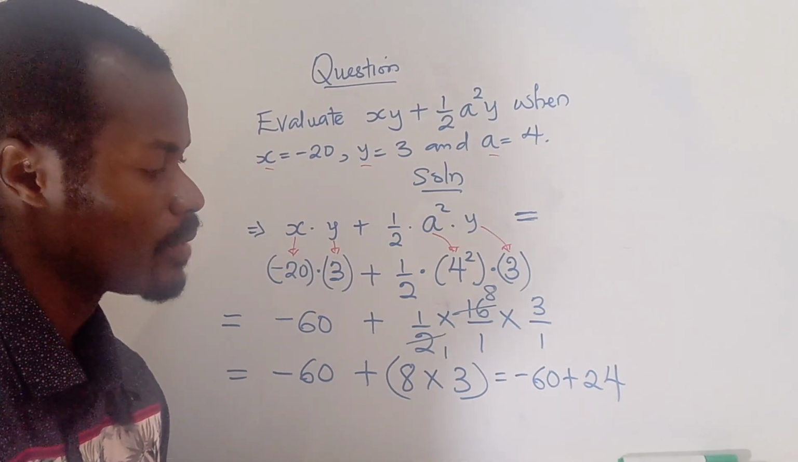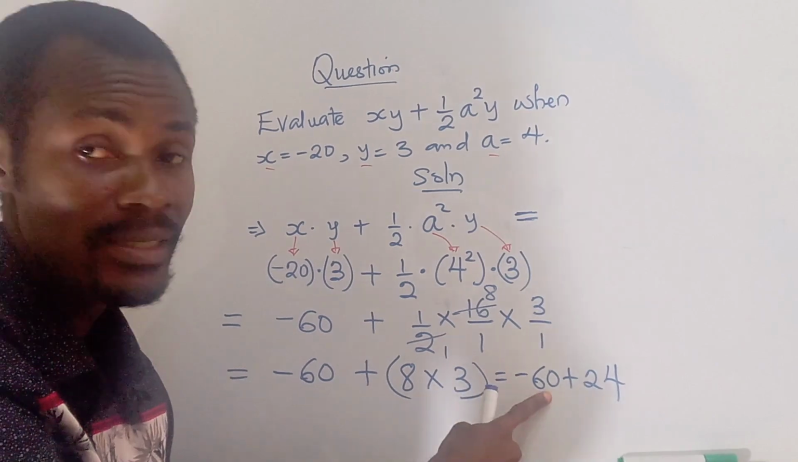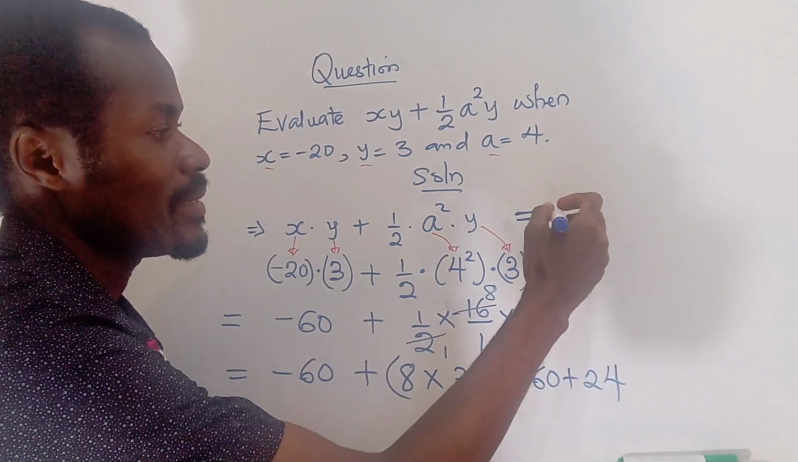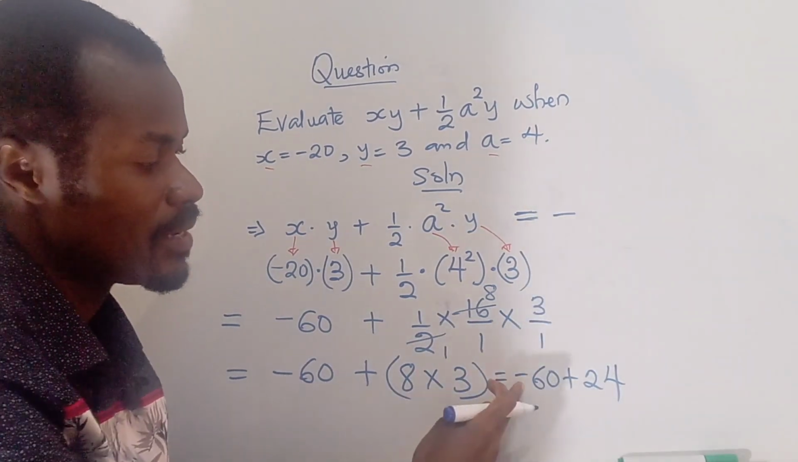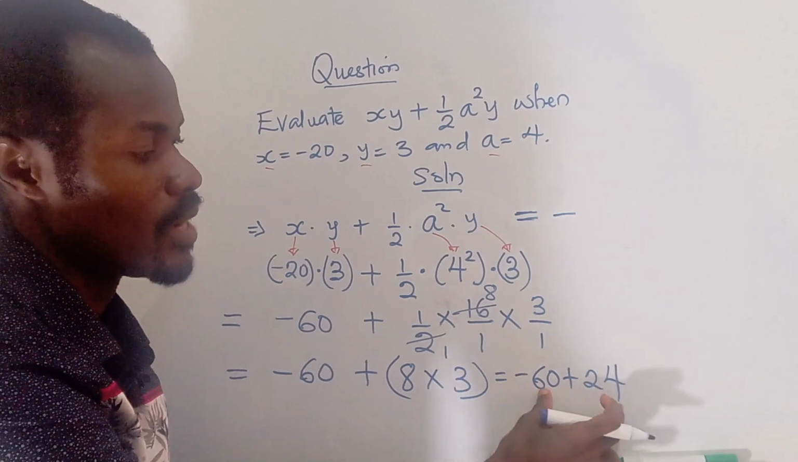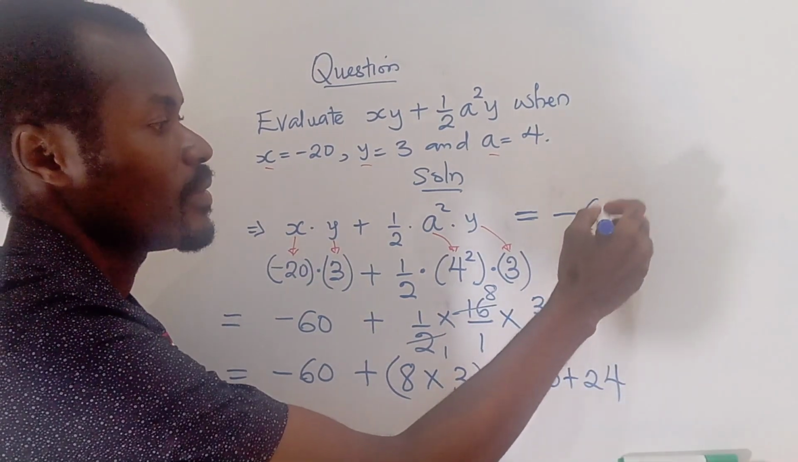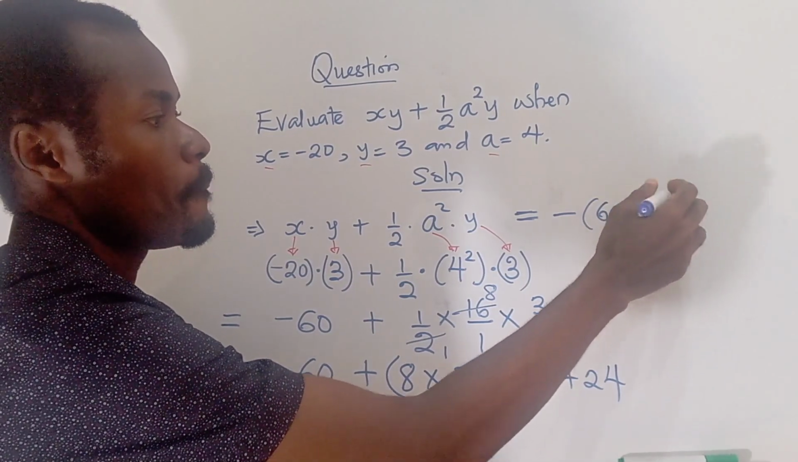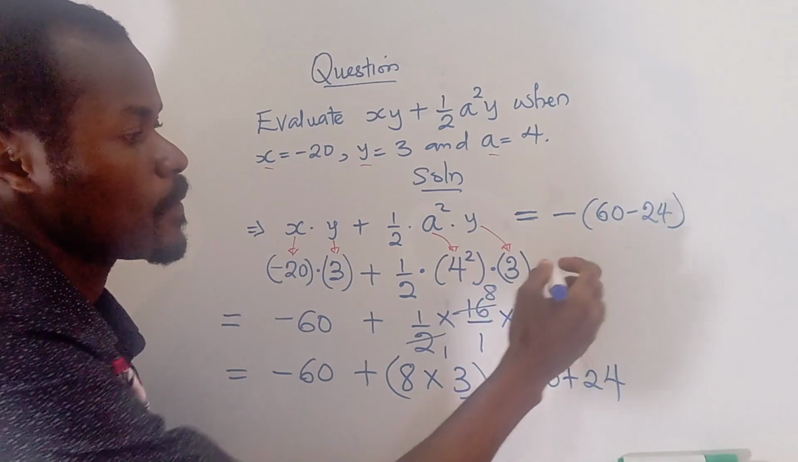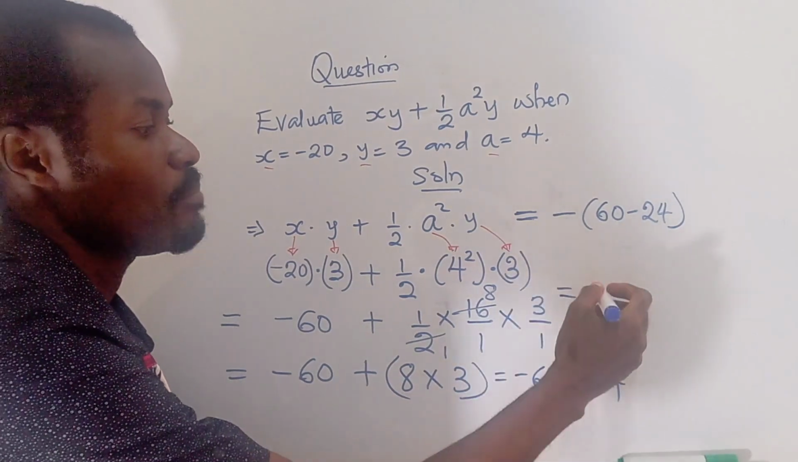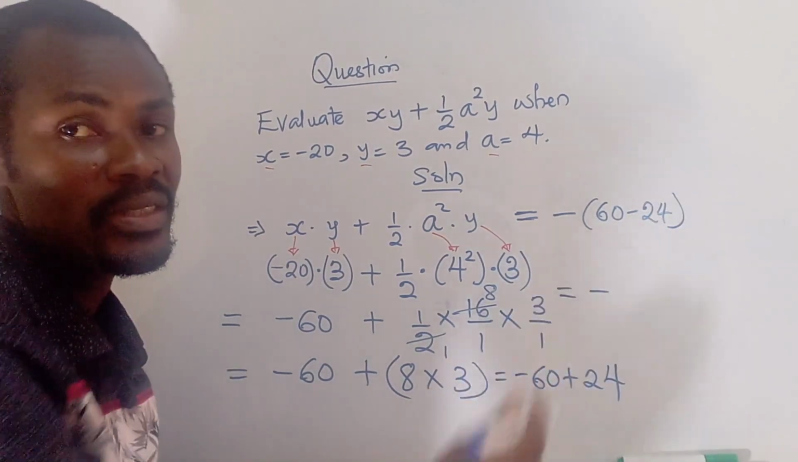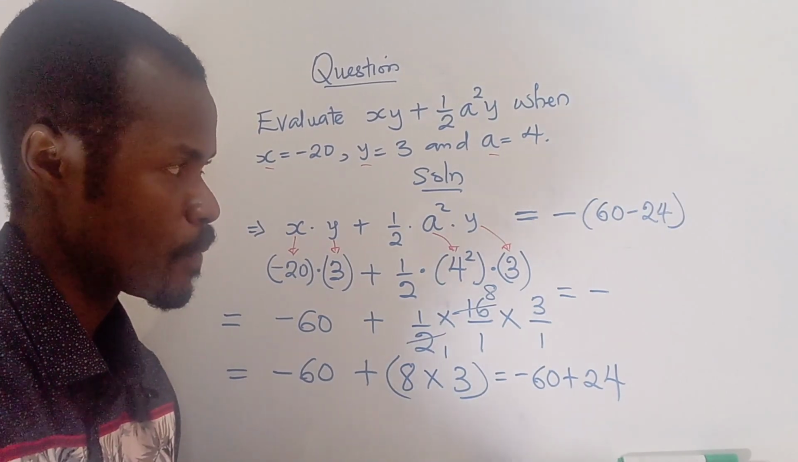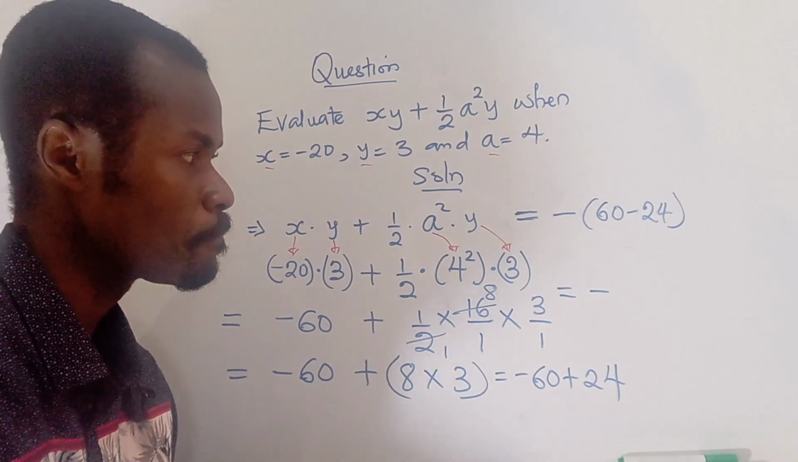So all we need to do is pick this sign, since 60 is the greater number. So we are picking minus, so we have minus. Now since these two signs are not the same, we are going to subtract. So we have 60 minus 24. So we have minus here. Now we are going to work on 60 minus 24 to see what we're going to get.